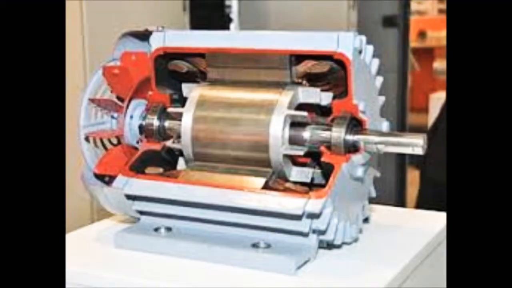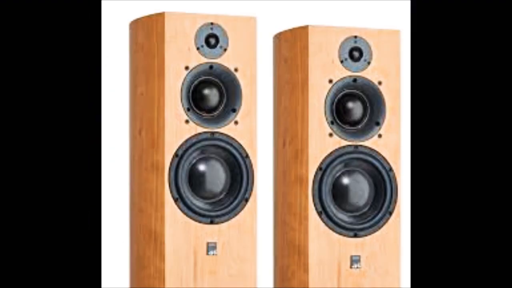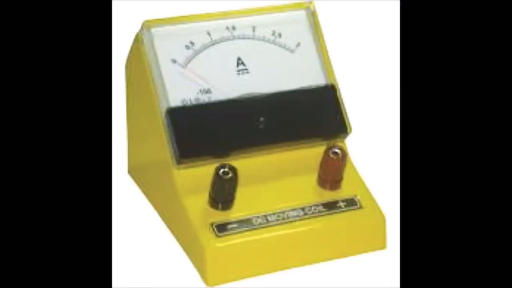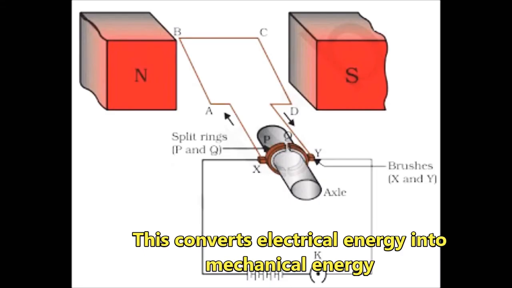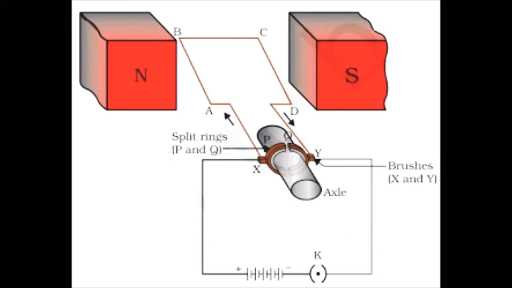Electric motors, generators, loudspeakers, microphones and measuring instruments like ammeters use current carrying conductors and magnetic fields in them. So now let us see how an electric motor works. An electric motor is a rotating device that converts electric energy into mechanical energy. An electric motor is an important component of electric fans, refrigerators, mixers, washing machines, etc.